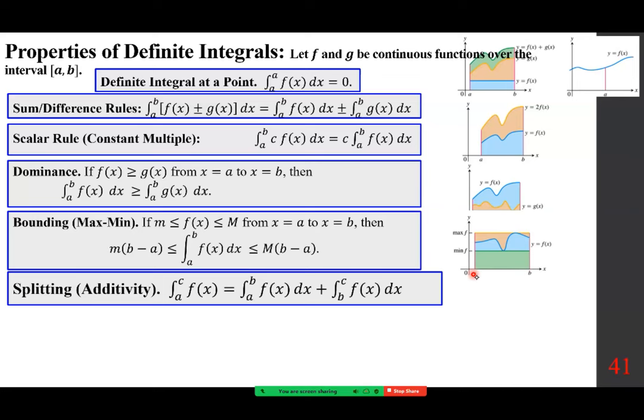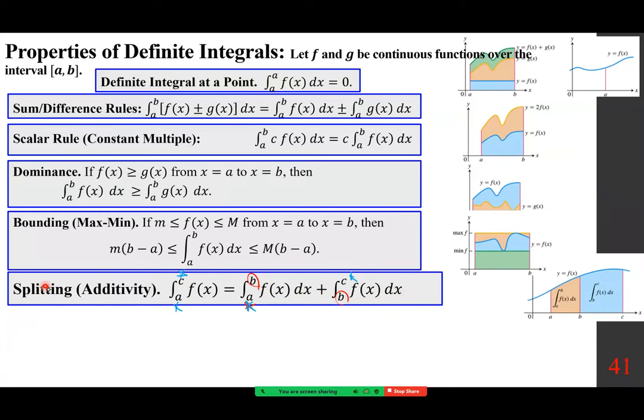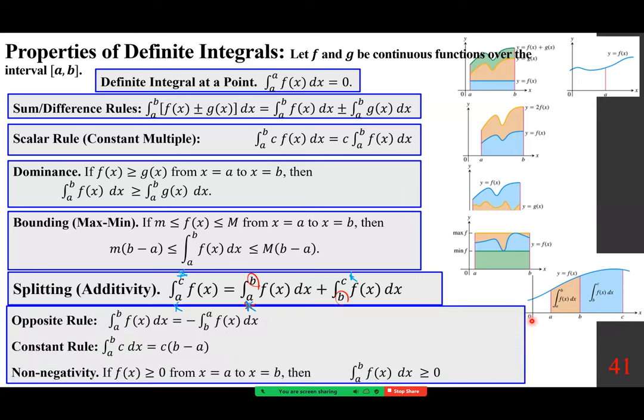Splitting additivity: the integral from a to c of f of x is the same as the integral from a to b of f of x dx plus the integral from b to c of f of x dx. Notice these two must be identical. And then from here, let me use a different color, from a to c. So be careful with that. Basically, this is from a to b, this is b to c. You can say it's from a to c, assuming b is between a and c. And it really doesn't have to be.